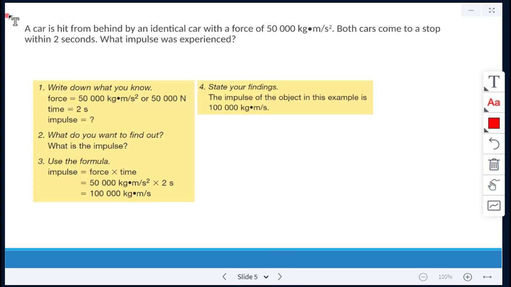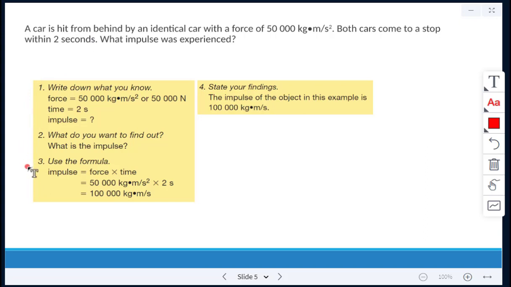Let's take a look at this example. A car is hit from behind by an identical car with a force of 50,000 kilogram meters per second squared. Both cars come to a stop within 2 seconds. What impulse was experienced? So remember that these units here, the kilogram meters per second squared, is also called the Newton. So the force is 50,000 newtons. The time is 2 seconds. And we're trying to figure out the impulse.